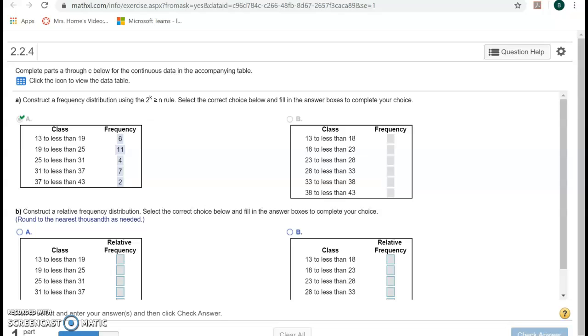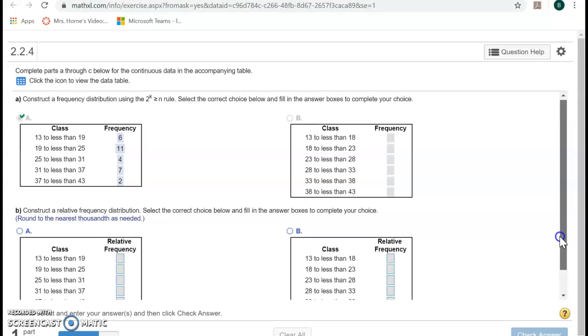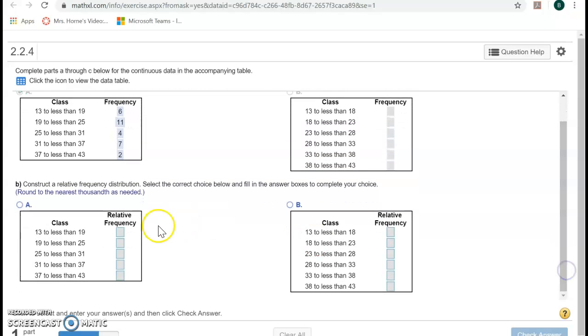Okay, so I think you had a question about how to do the cumulative frequency and the relative cumulative frequency. So I wanted to do a video just to review this with you. It looks like the first part has already been done, which is great. Now, for part B, it says construct a relative frequency distribution.